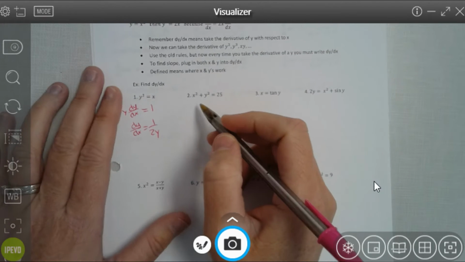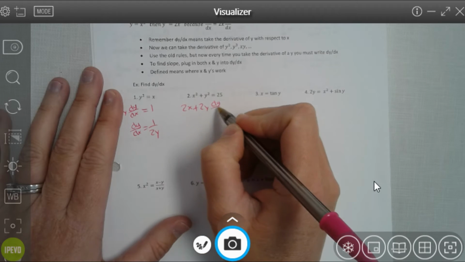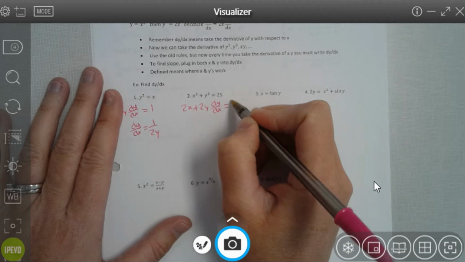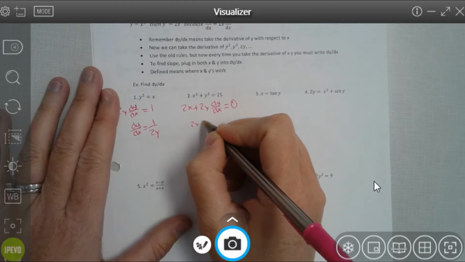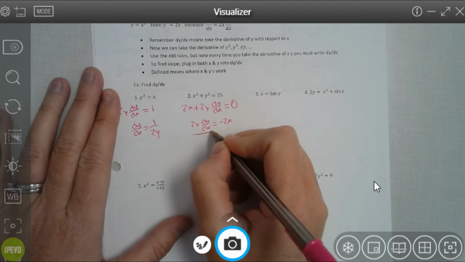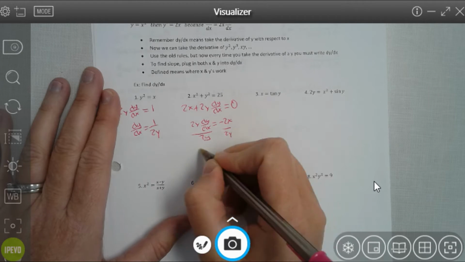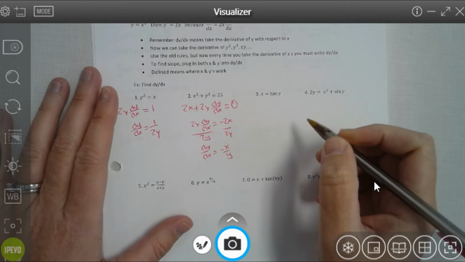Same here. This would be a 2x plus 2y, but you took the derivative of y with respect to x, so you put that behind it. Derivative of 25 is 0. Subtract over your 2x, and then divide by your 2y. So dy over dx equals negative x over y.